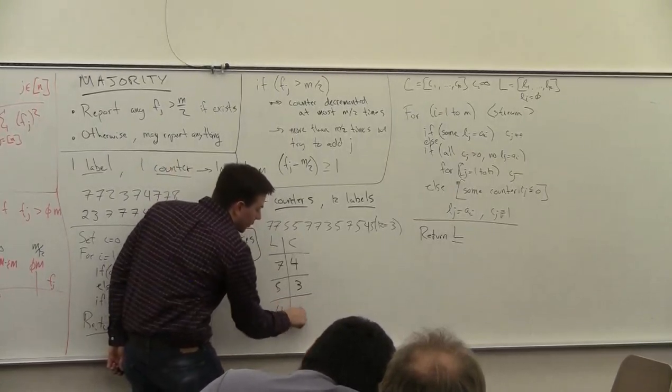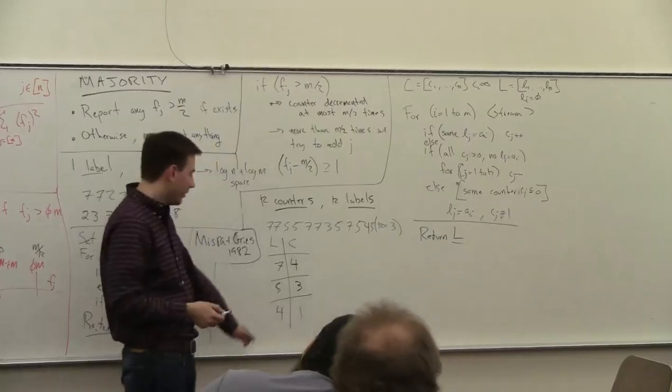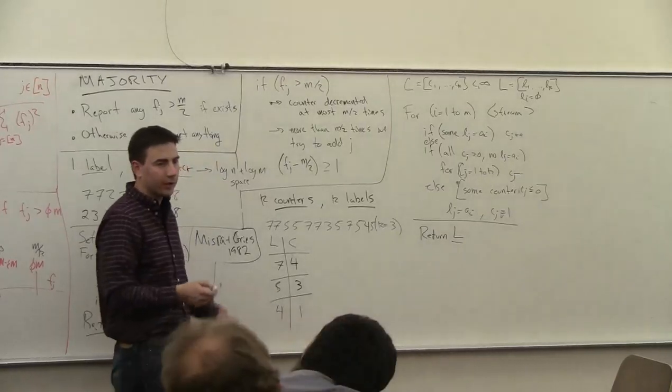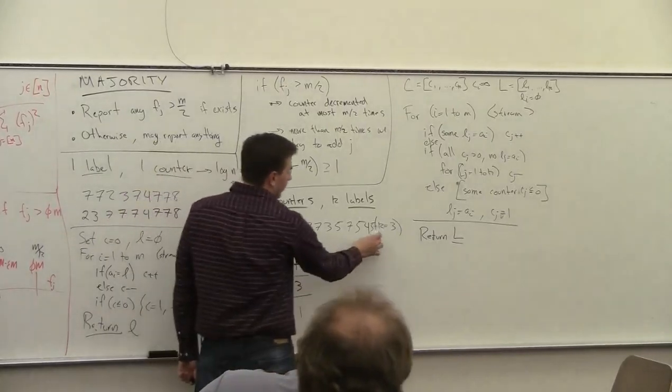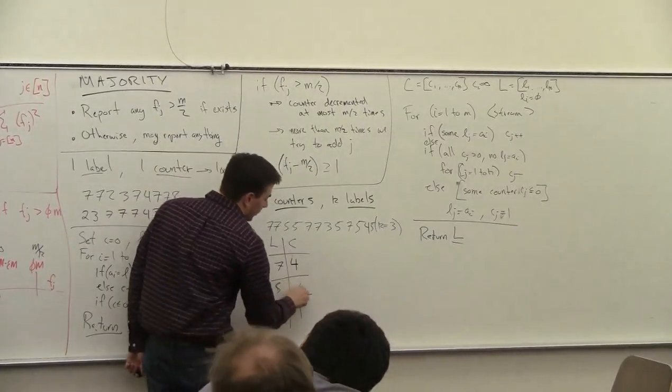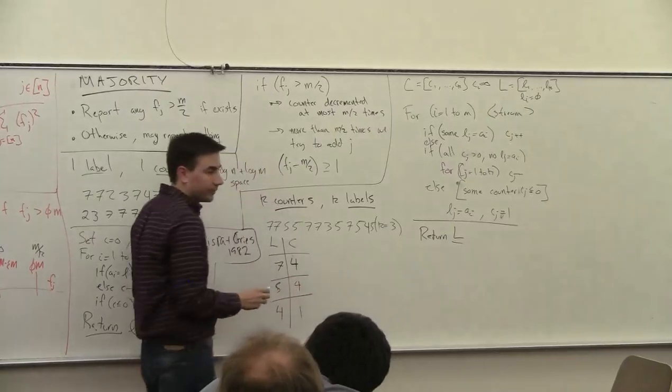And we can keep this as a 1. And we can give this a 1. We know we've seen at least 1, 4, so we're going to put a 1 in it. Okay, so now we can finish up. We see 1 more 5, and we increase this to 4.